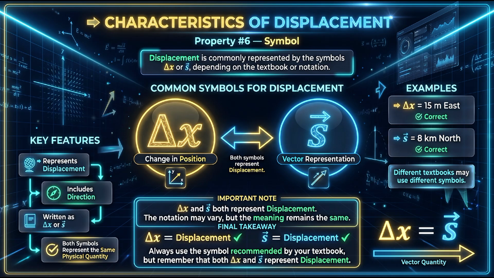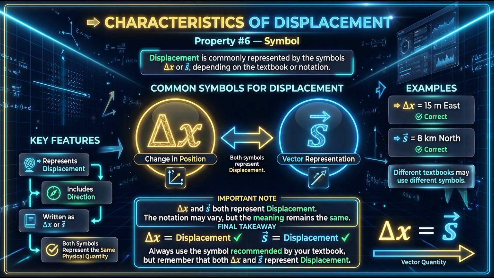The symbol tells us which physical quantity we are discussing, while the unit tells us how that quantity is measured. For example, in x = 10 m east, the symbol x represents displacement, while m stands for meters, which is the SI unit of displacement. Similarly, in s = 5 km north, s represents displacement, while km stands for kilometers. Because displacement is a vector quantity, it should always be written together with its direction. Writing only x = 15 m or 15 m is incomplete unless the direction is also given.